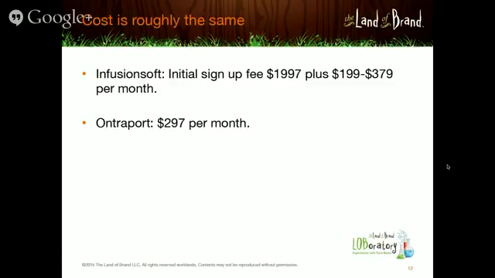So between the two, the cost is roughly the same in the long term. Infusionsoft is more upfront. So the initial sign-up fee is $19.97 unless you find someone that'll give you a discount, plus the $199 to $379 per month. Ontraport is $297 per month.